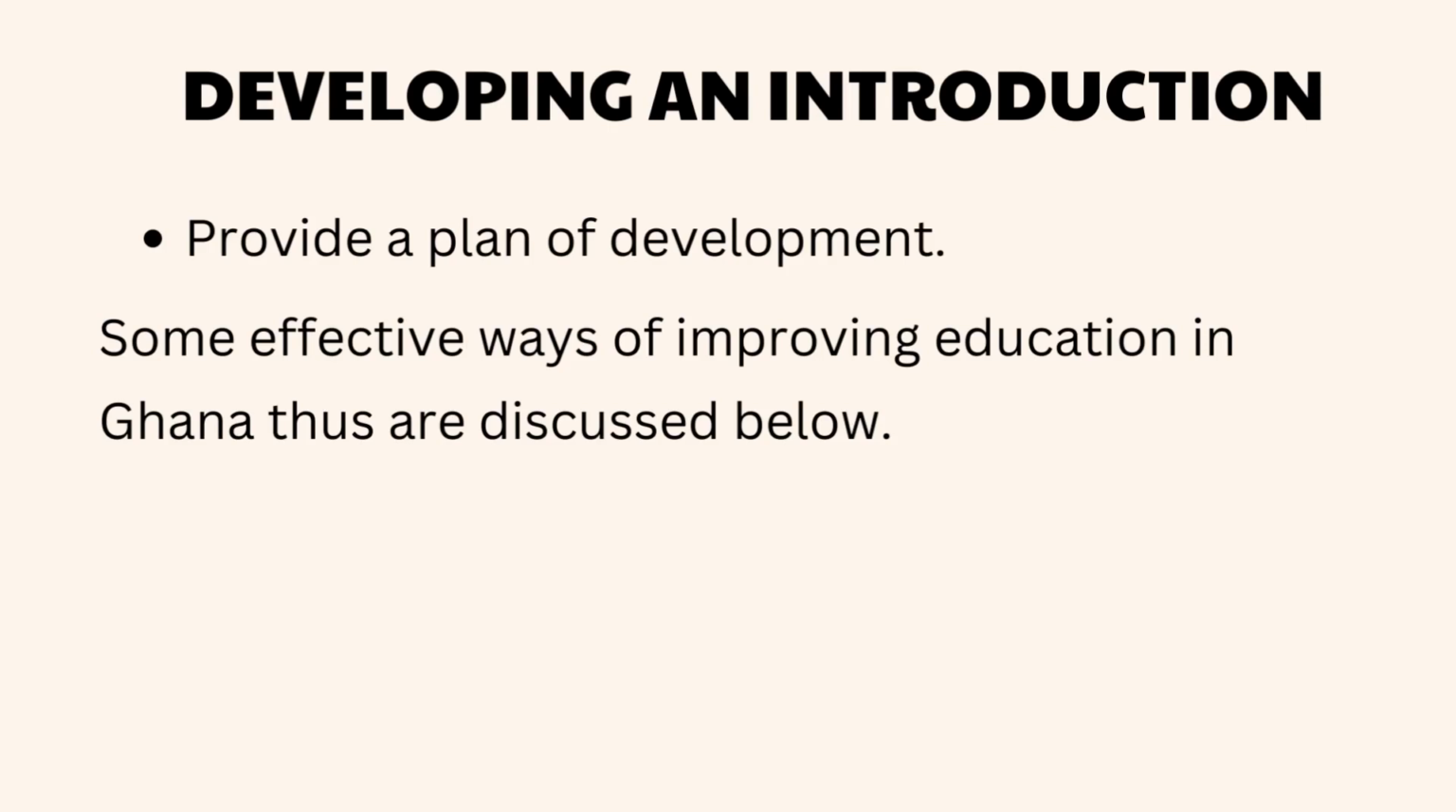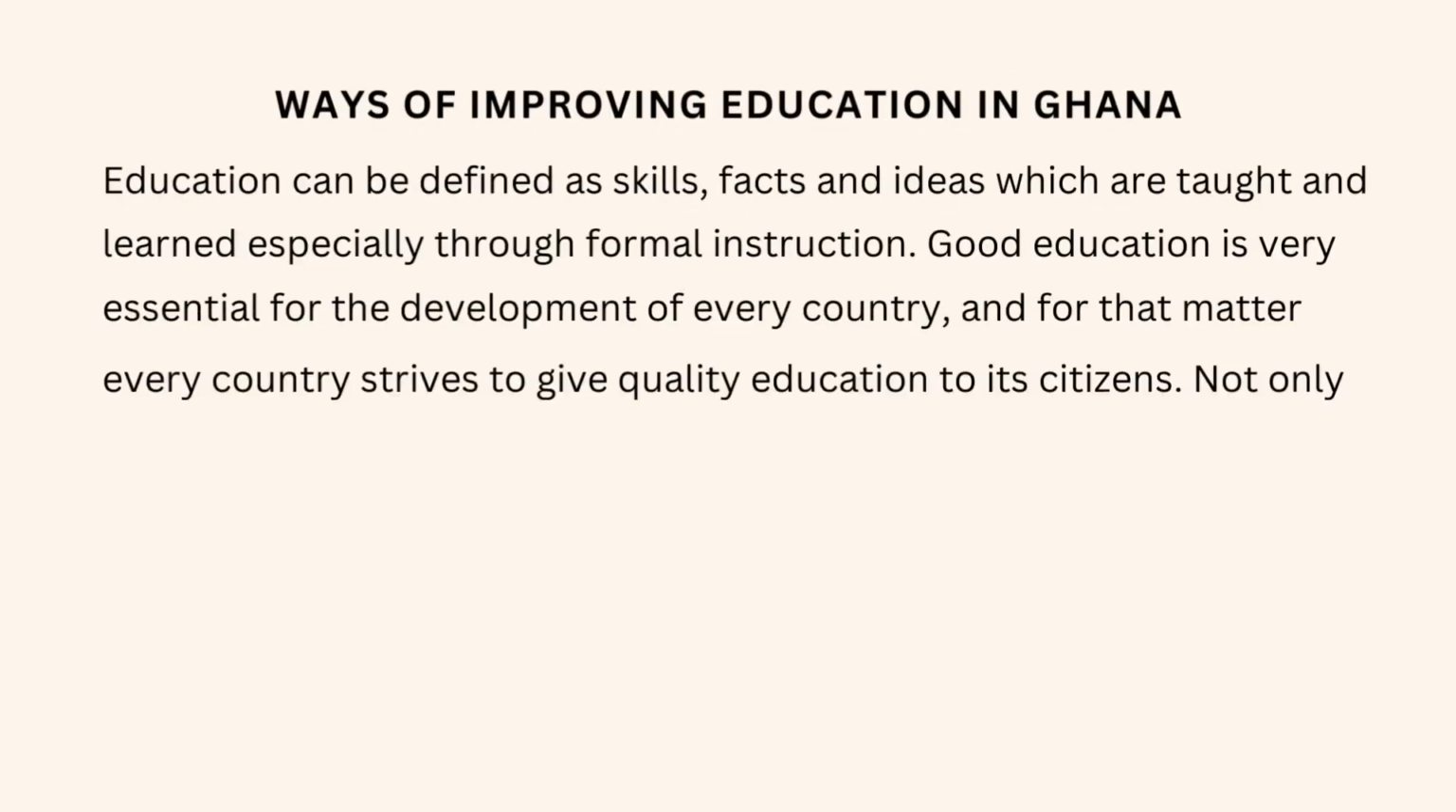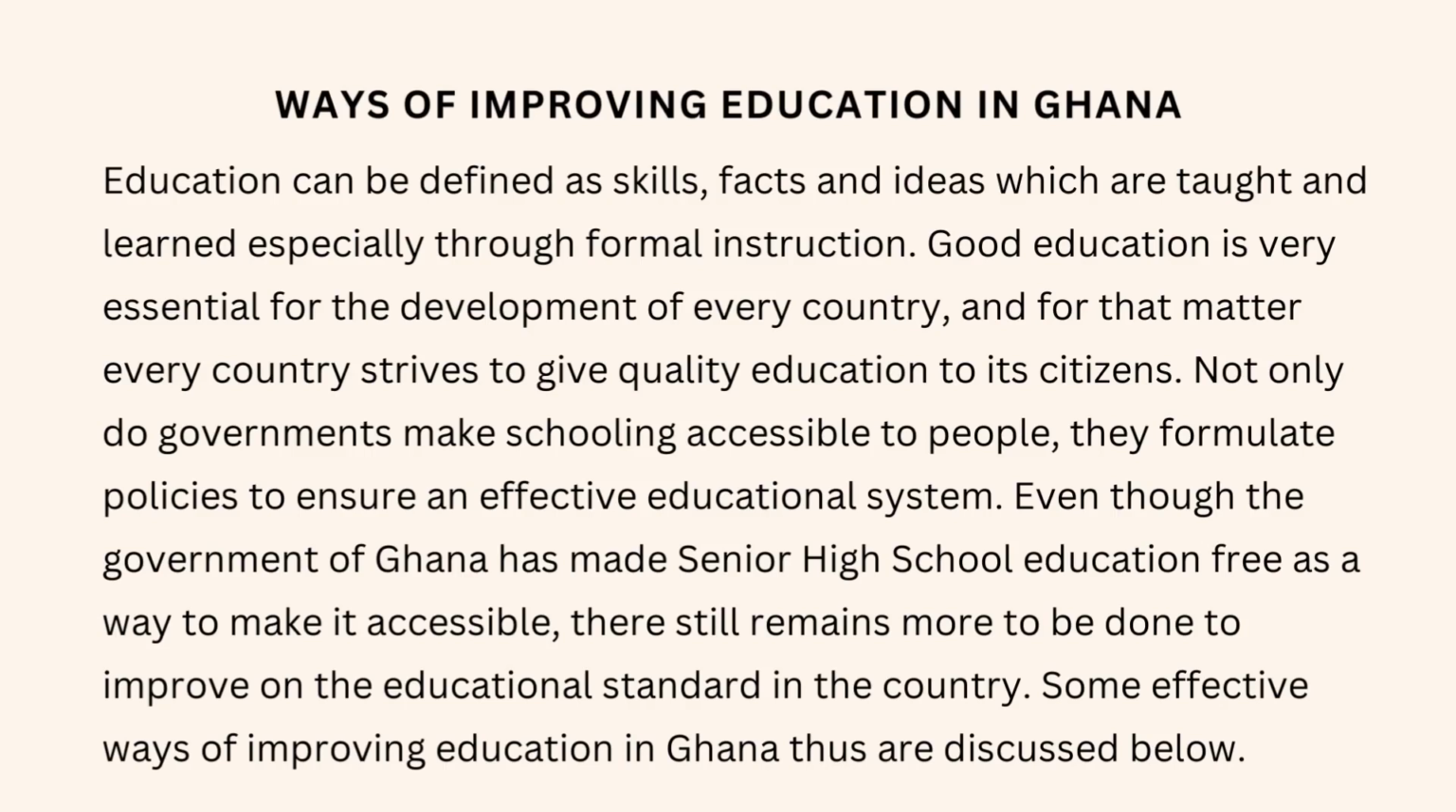Now that we are done, our whole introduction reads: Education can be defined as skills, facts, and ideas which are taught and learned, especially through formal instruction. Good education is very essential for the development of every country, and for that matter, every country strives to give quality education to its citizens. Not only do governments make schooling accessible to people, they formulate policies to ensure an effective educational system. Even though the government of Ghana has made senior high school education free as a way to make it accessible, there still remains more to be done to improve on the educational standard in the country. Some effective ways of improving education in Ghana thus are discussed below.